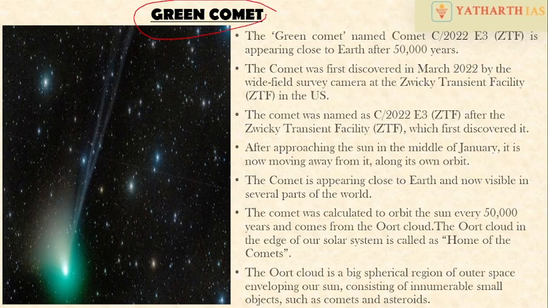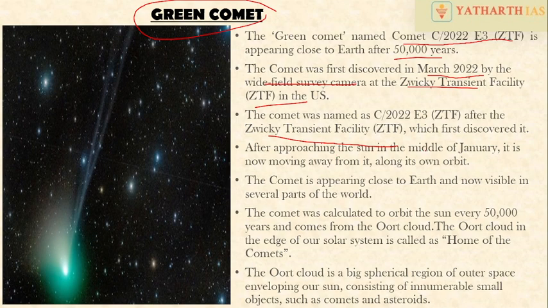So the green comet named Comet C/2022 E3 ZTF is appearing close to Earth after 50,000 years. It was first discovered in March 2022 by the wide field survey camera at the Zwicky Transient Facility in the US. It was named C/2022 E3 ZTF after the Zwicky Transient Facility which first discovered it.